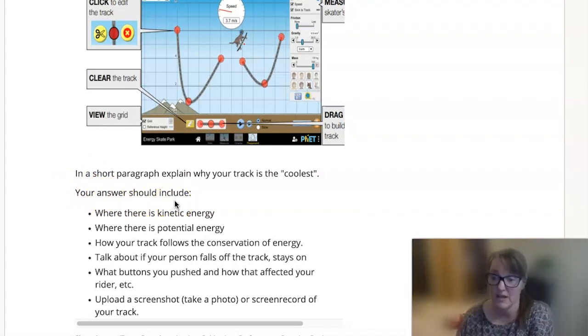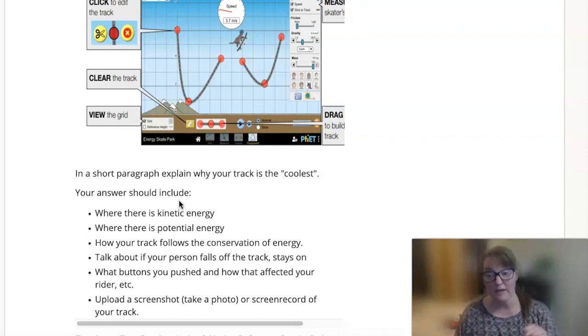Where's kinetic energy happening? How do you know? Remember, what is kinetic energy? What has to be happening to have kinetic energy going on? Where is the potential energy? How does your track follow the conservation of kinetic energy? That graph could be really important for this.